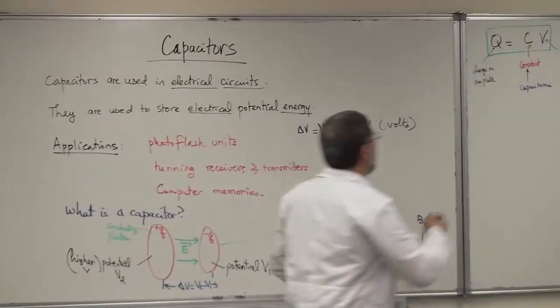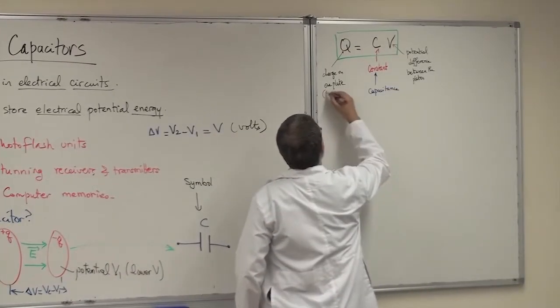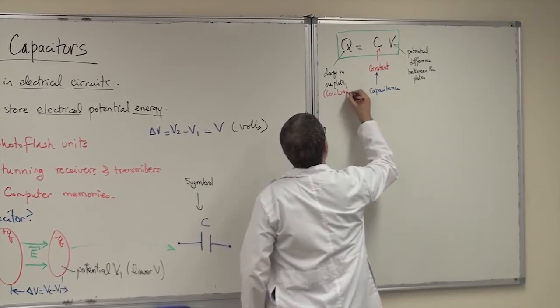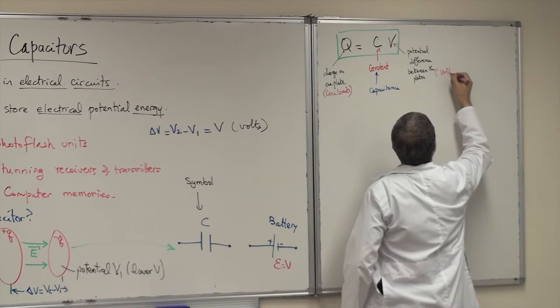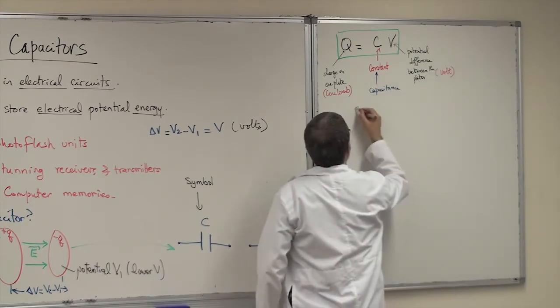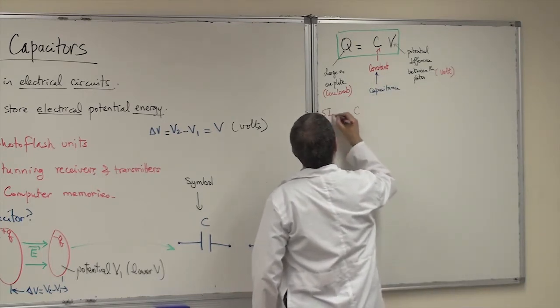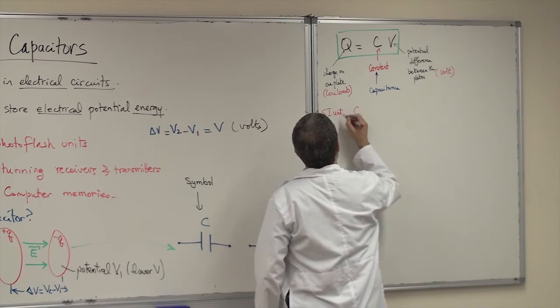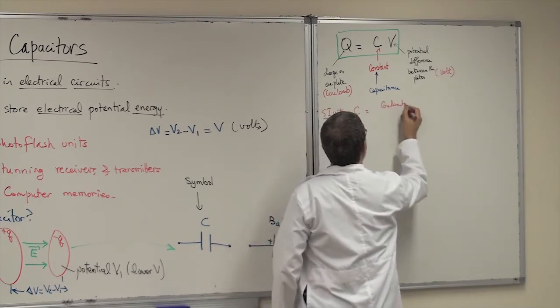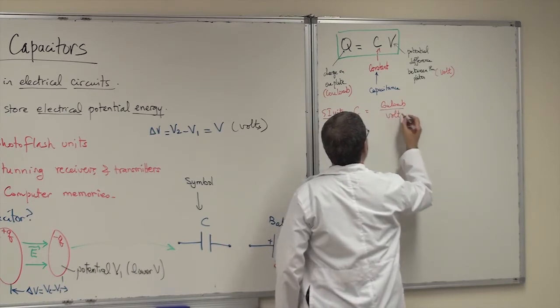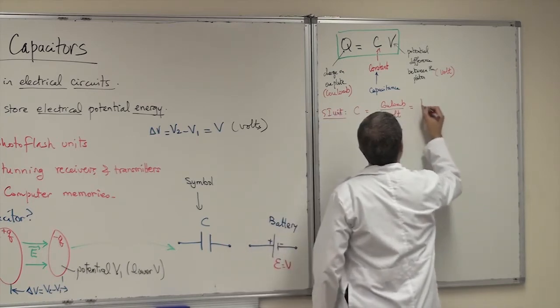And the SI units for these capacitors, of course, it has units, okay? This is Coulomb for the charge. This is volt. And so the SI unit for capacitance is Coulomb over volt. And we call it Farad.